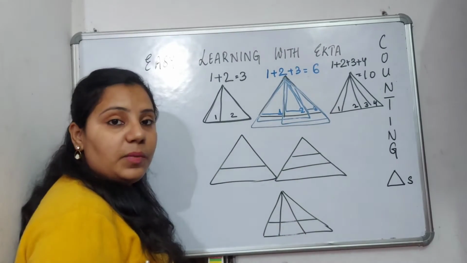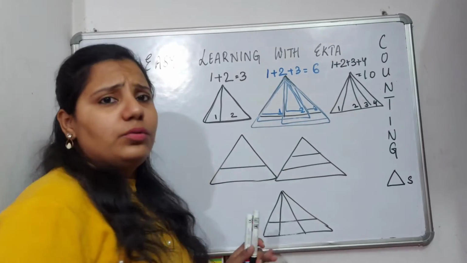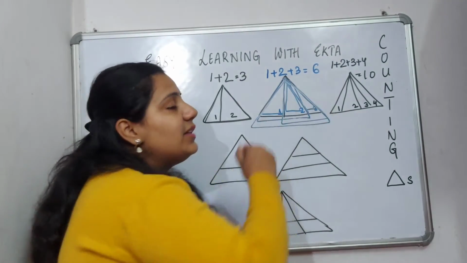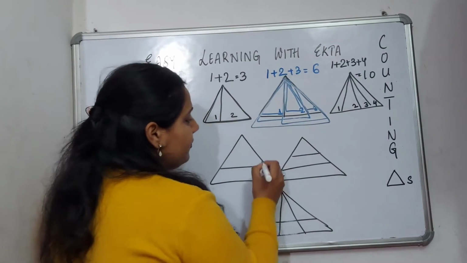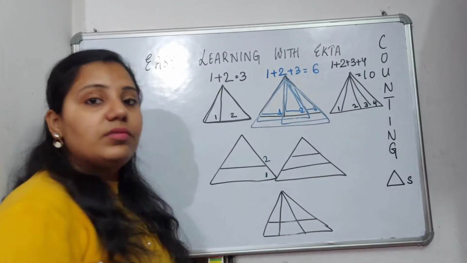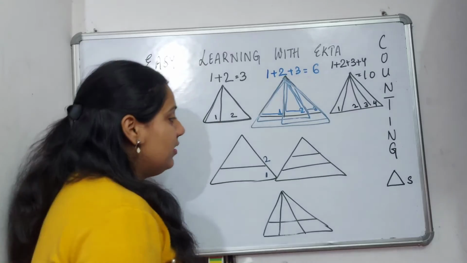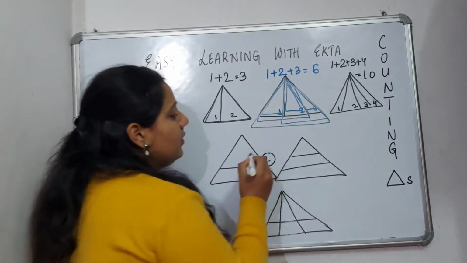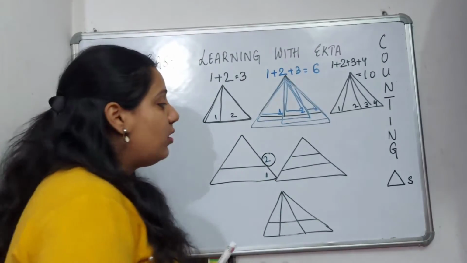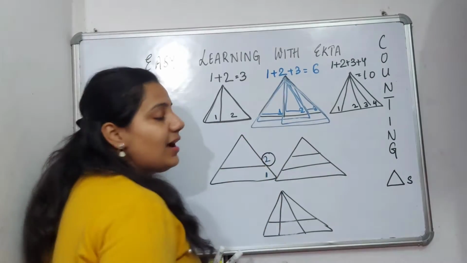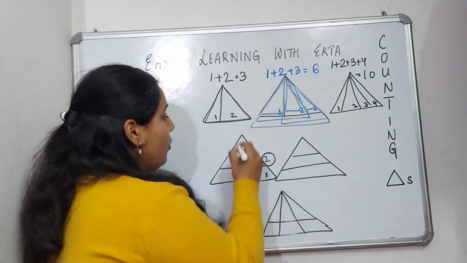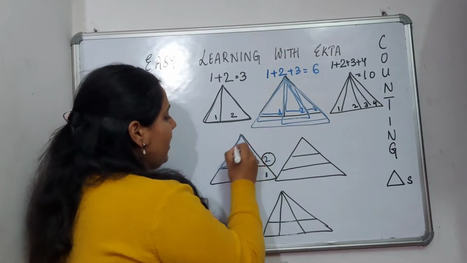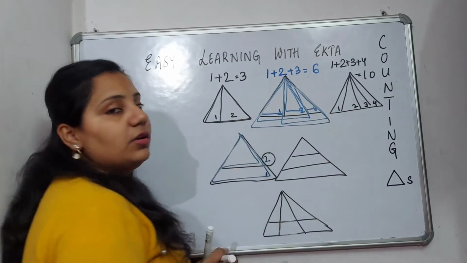Now let's move on to part 2. In part 2, we can say it is simpler than part 1. We will just write numbers 1 and 2. Here we will not add. We will just see the last number. So it is 2. So there are two triangles. How? One is the smaller one and one is this bigger one.